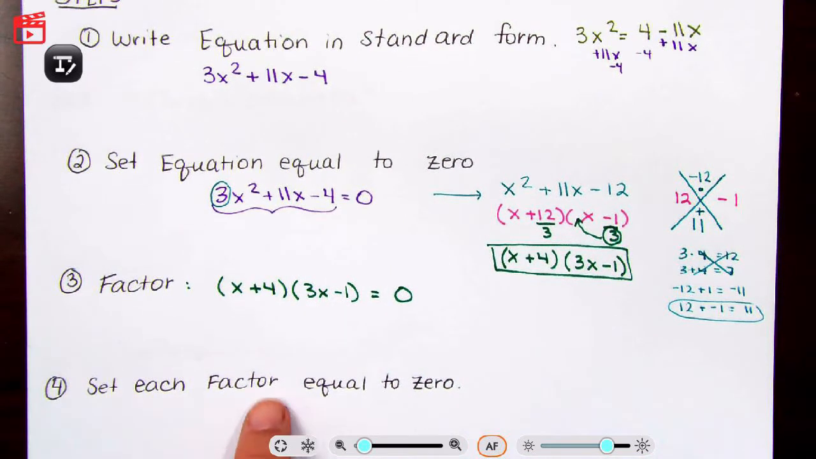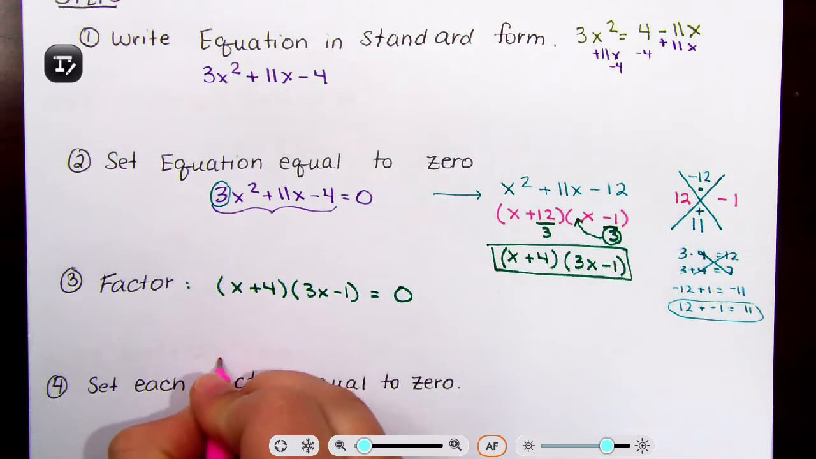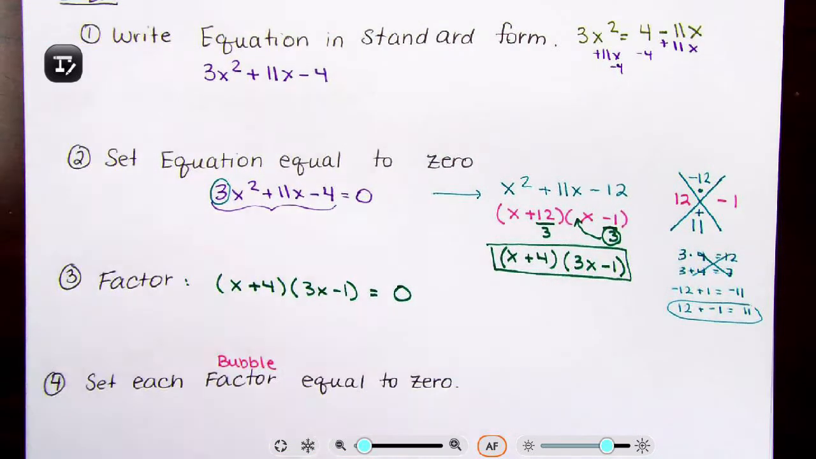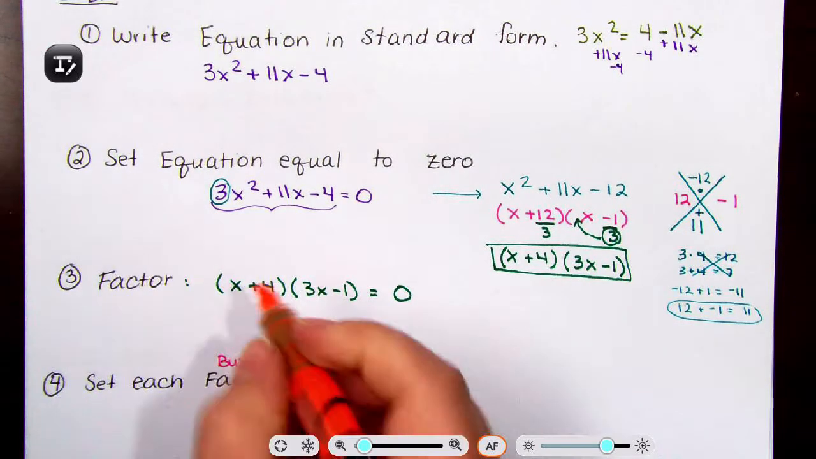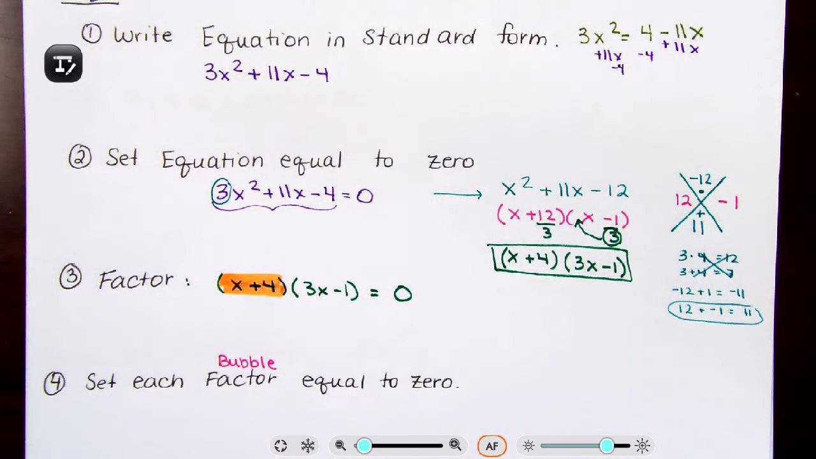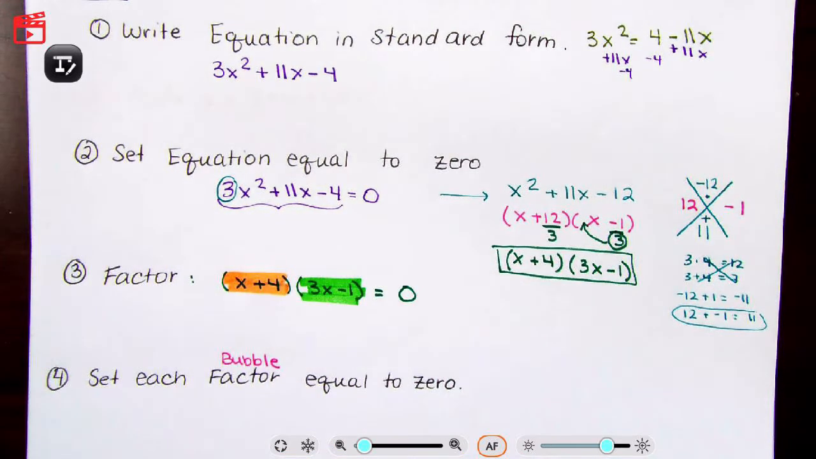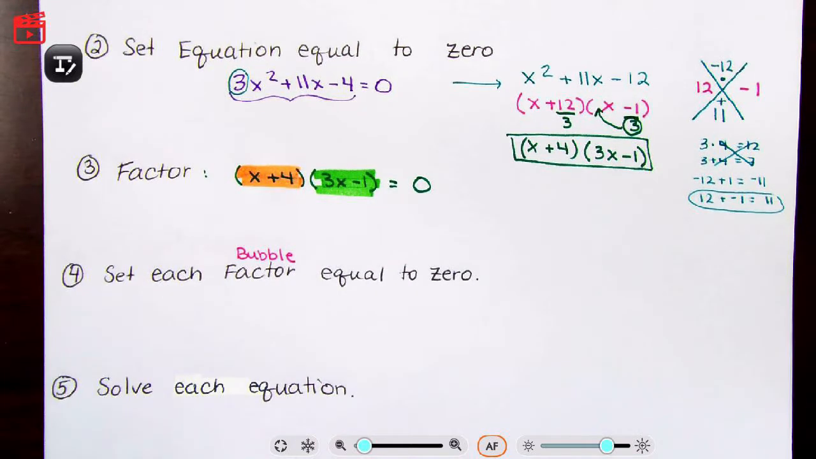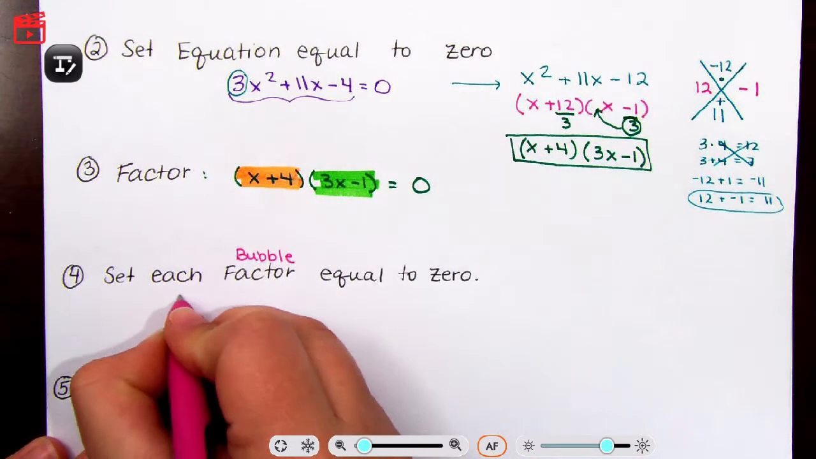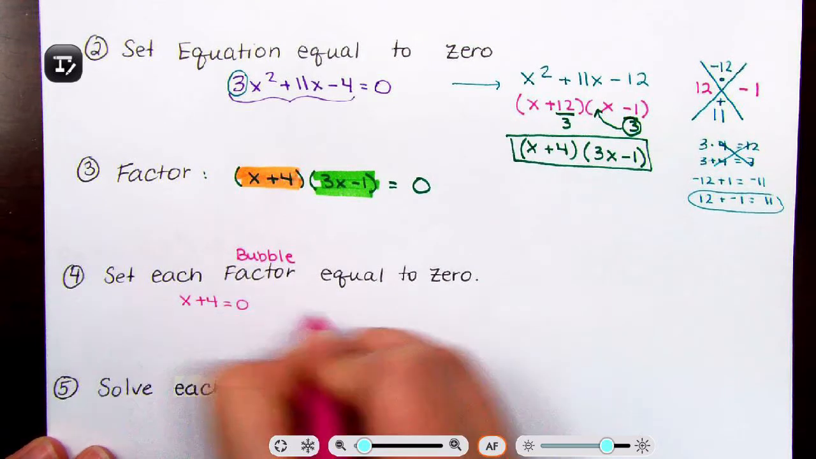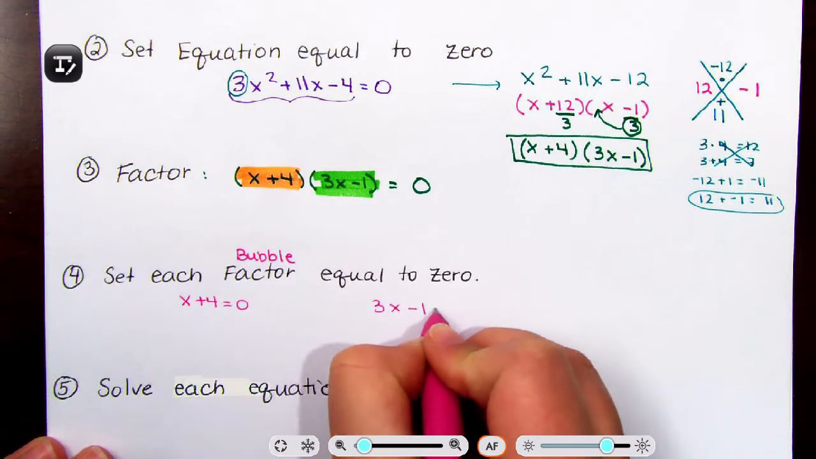Then we're going to set each factor equal to 0. So what that means, we're not actually using the factor. Let's think about bubbles. Set each bubble equal to 0. So what I mean by that is, here's one factor. And here's another factor. So you're basically setting up 2 separate equations, each one equal to 0. So I'm going to have x plus 4 equal to 0, and I'm going to have 3x minus 1 equal to 0.